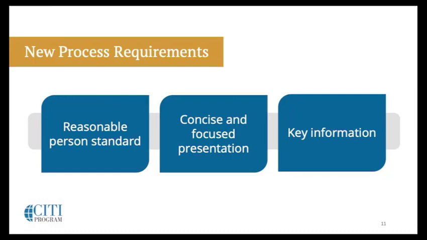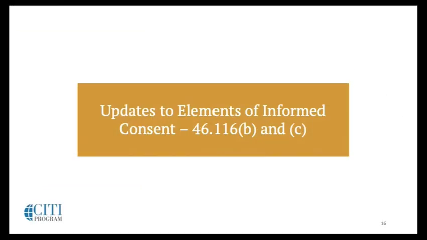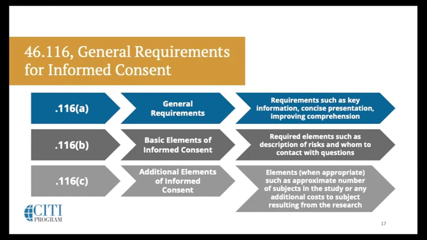Now we're going to review the key revisions to the informed consent process found at 46.116a. The new process requirements include, let's review updates to the elements of informed consent at 46.116b and c. And just a quick review of how the regulation is set up here. So 116a, which I briefly touched on, that's the general requirements such as key information, concise presentation. 46.116b are the basic elements of informed consent, and those are those required elements such as description of risks and whom to contact with questions.